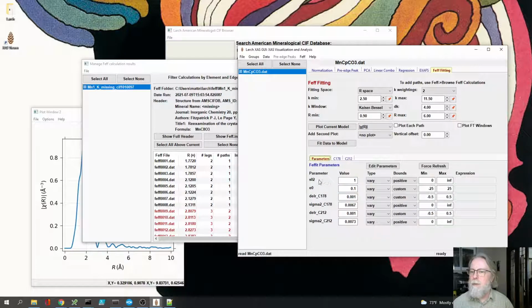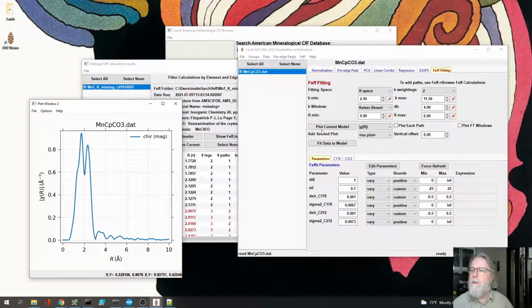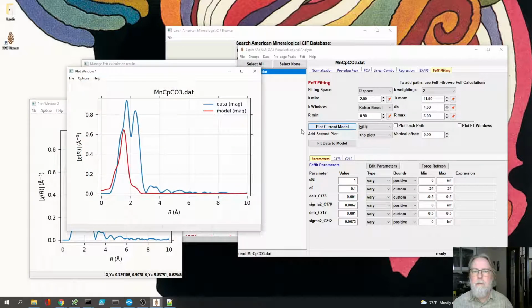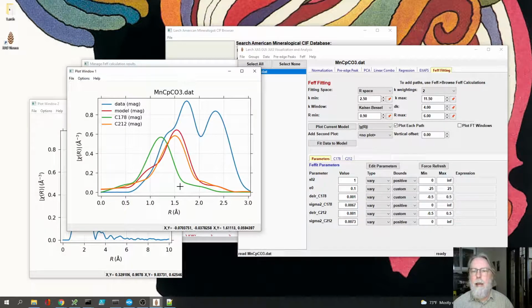And for the parameters, we have an S0 squared. We'll vary that, E0, 2 delta R's and 2 sigma squareds for the first 2 paths. But there's a question of what the fit range should be. So I'm going to plot those paths by themselves. And you can see that they plot here and here. That's interesting because it looks like they're at relatively low R compared to the data we actually have, which is kind of odd and disturbing, that maybe we did a background subtraction problem. But also there's a split here, and maybe we can say these are the carbons, and then to do the carbonyl, we have to stop there.